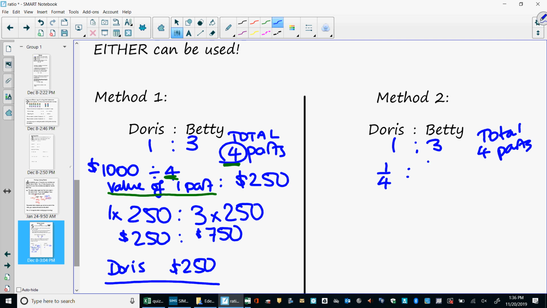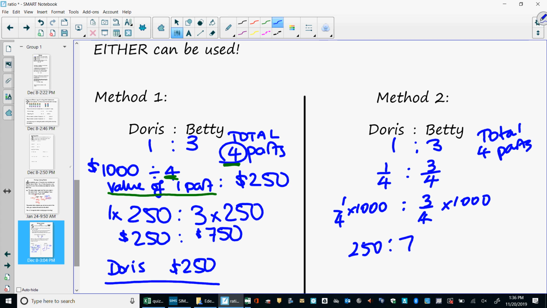Doris therefore gets 1/4 of the amount. Betty gets 3/4 of the amount. So 1/4 of 1,000 and 3/4 of 1,000 gives you 250 to 750. So Doris gets 250.